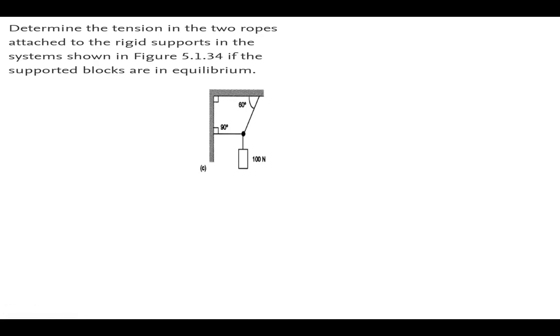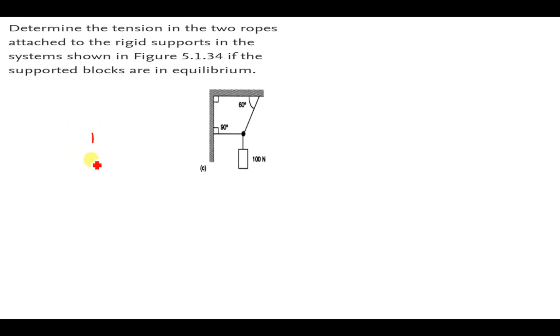Alright, so let's quickly begin to solve the question. So the question says, determine the tensions in the two ropes attached to the rigid support in the system as shown, if the supported blocks are in equilibrium. So this one is straightforward as well. So how do we do it? The first thing in physics, when you're solving any question, you have to draw a free body diagram.